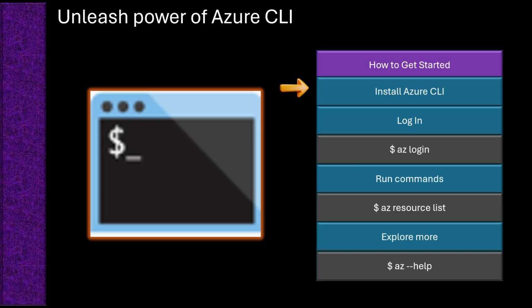How to get started with Azure CLI? You can install Azure CLI from the Microsoft official website on your laptop or desktop, or you can skip installation by using it in Azure Cloud Shell. You can then log in using the az login command. Once you log in, then just run Azure CLI commands.